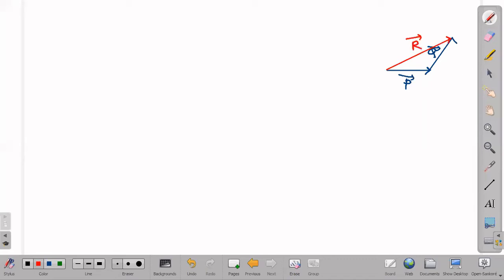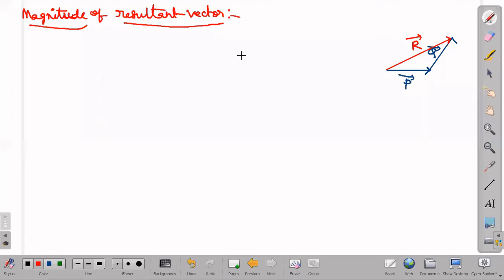Now, to find this, I am finding the magnitude of the resultant only. So that I am writing over here. What we are going to find is the magnitude of the resultant vector. Magnitude means it will not have that bar over here. So only R we are going to find, right?